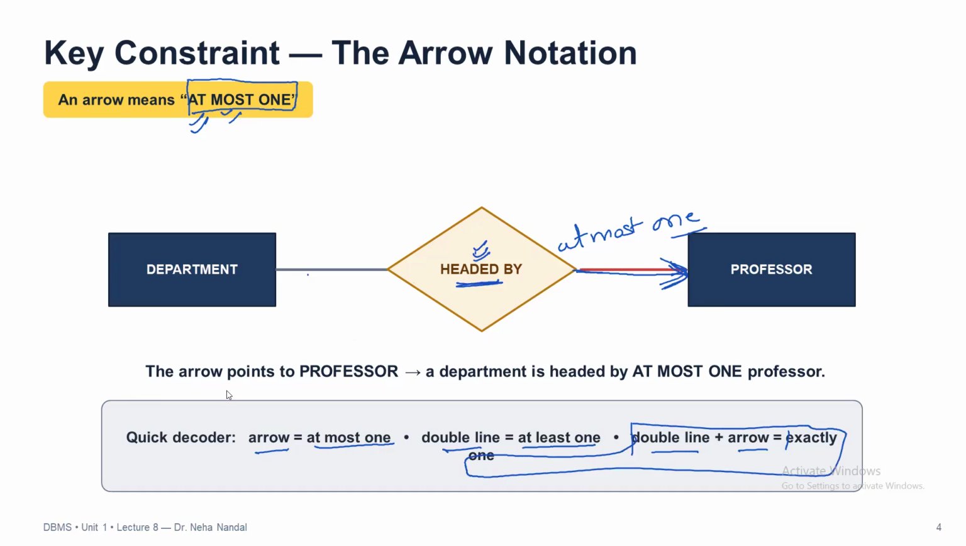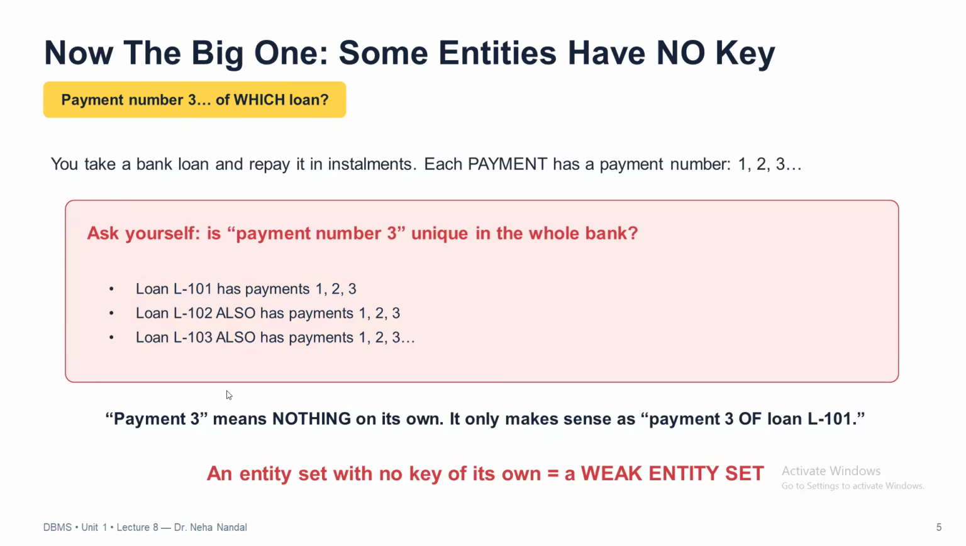Okay. Now the main part, weak entities. Some entities cannot survive alone. So we have to see this now, and it is one of the main parts of this video. Suppose, let's draw some real situation, not a definition. Suppose we are taking a bank loan, and you repay it in installments. We have a bank loan and we have to pay some installments, and suppose it is happening in the form of 1, 2, 3 and so on.